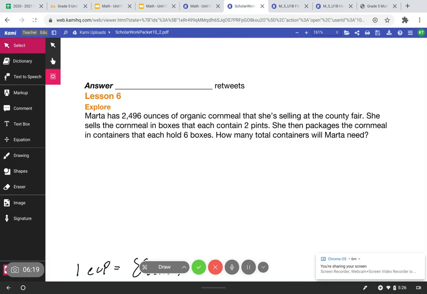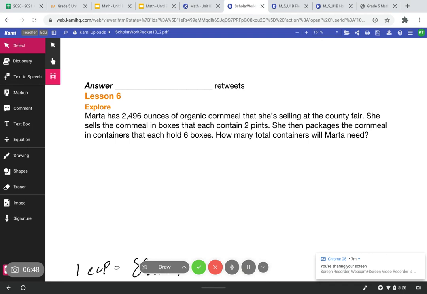This problem is wonderful. I love this problem as a teacher because this brings in conversions, which we did in Unit 1A, and then it brings in division, which we're doing in Unit 1B. So we get the best of both worlds. We get all Hannah Montana on this, okay? So let's read it. Martha has 2,496 ounces of organic cornmeal that she sells at the county fair.